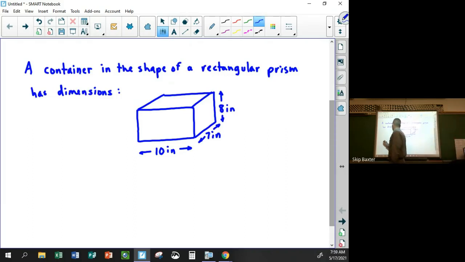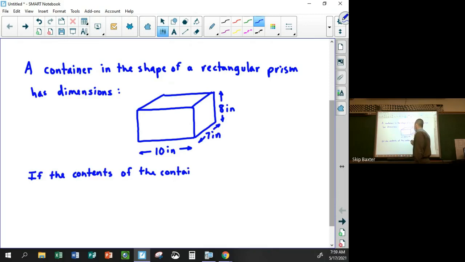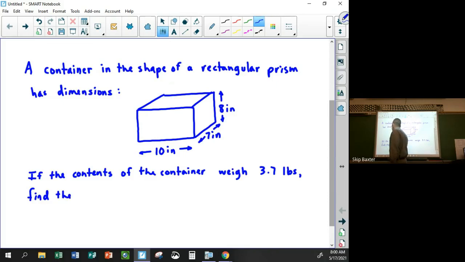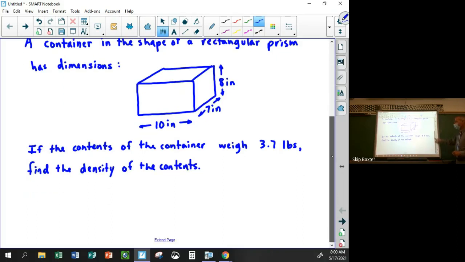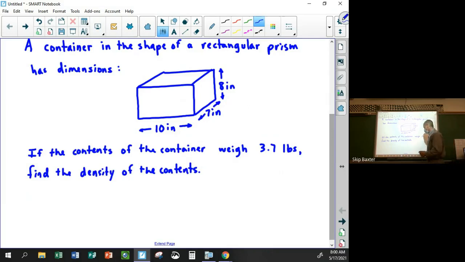And suppose they said the contents of the container weigh 3.7 pounds. Find the density of the contents. Okay, so they're not giving you everything directly, but they're definitely giving you enough information to find everything. We know what the mass is. The mass is 3.7 pounds. So we just need to figure out what the volume is in order to apply this formula.